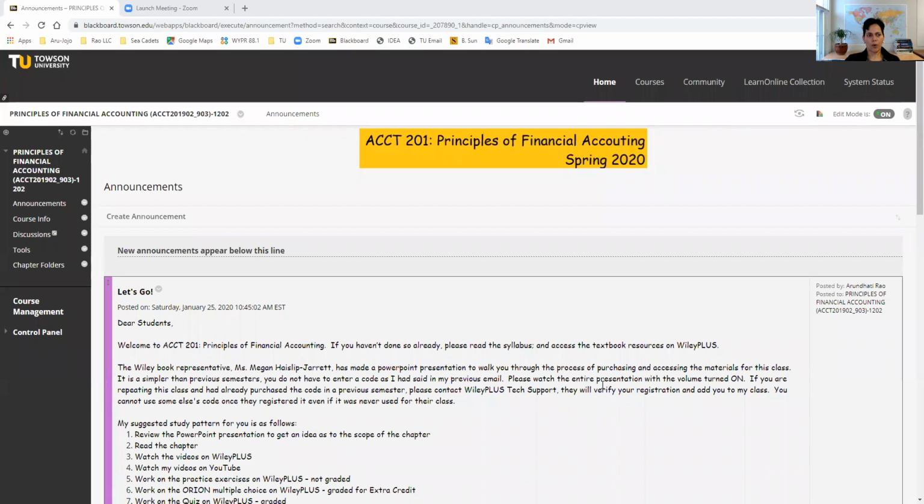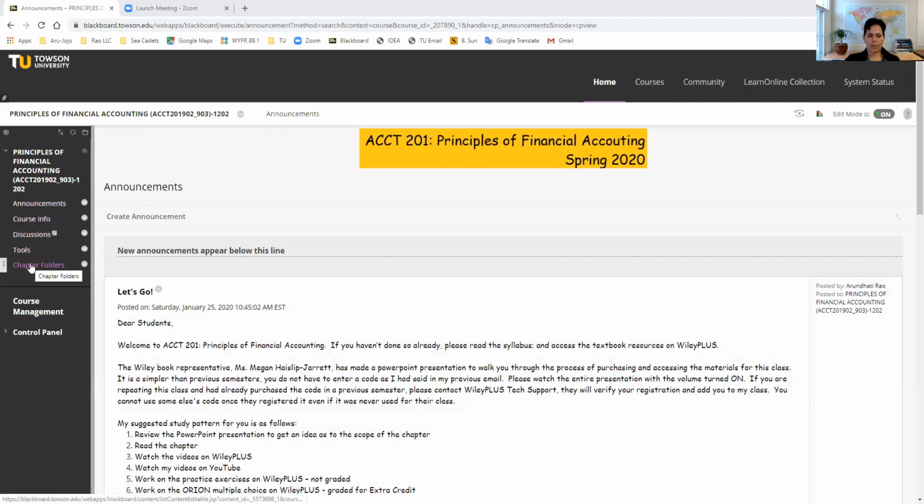I'd like to walk you through a few things on Blackboard and Wiley Plus on what we're going to be doing during the semester. So let me start with a quick screen share over here. On Blackboard, when you come into my class, you will see the screen where there are three important tabs on this side: announcements, course information, and chapter folders. I'll walk you through each of these.